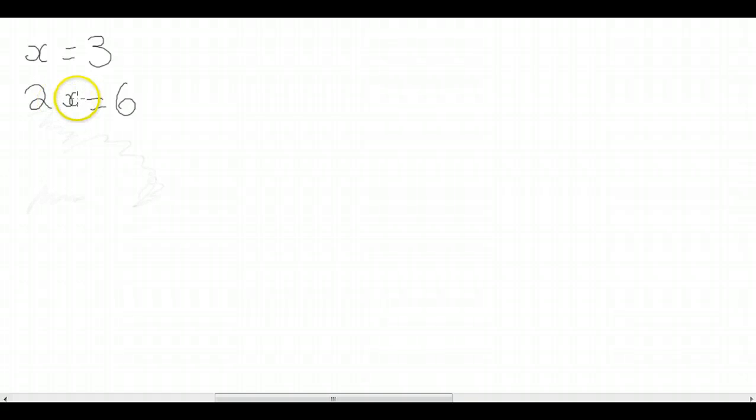And now we have to do a little work. We need to isolate the x. We look at what's being done to it, which is multiply by 2. We divide both sides by 2. And that becomes x equals 3.